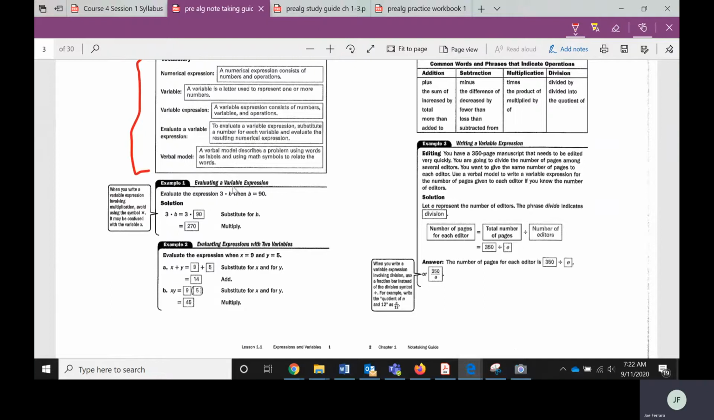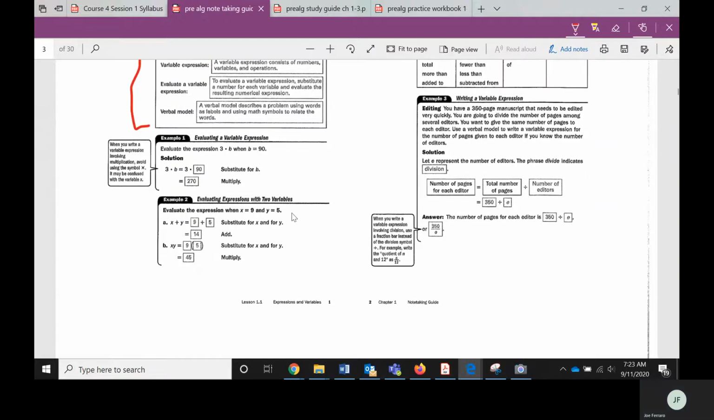First type of problem is just evaluating a variable expression. Evaluating means find out what it equals, when you put in the variable that it says. So it says evaluate the expression 3 times b. So the dot means times. We'll also see other situations that can mean times as well. There's a number of different ways in math that can mean multiplication. When b is 90, so this means 3 times b, but b is going to be 90. So what they do is they do a substitution here. They put 90 in for b. So wherever you see the letter, you put in that number, and then they just go 3 times 90. And go ahead, use your calculator. No big deal. Okay, so that's the first type of problem.